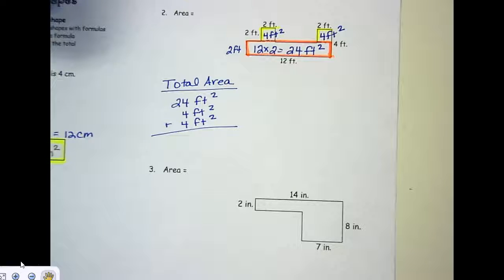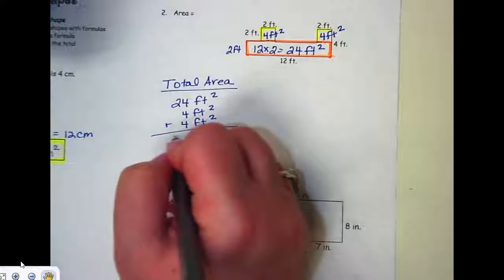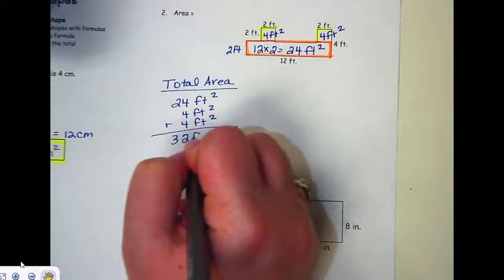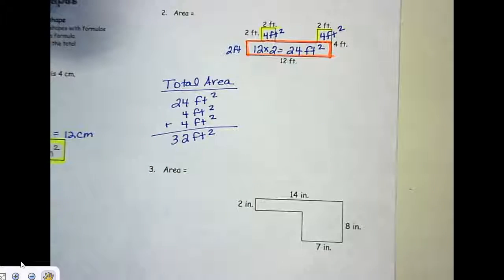What do we get? 32 feet squared. So the total area of that composite figure is 2 feet squared.